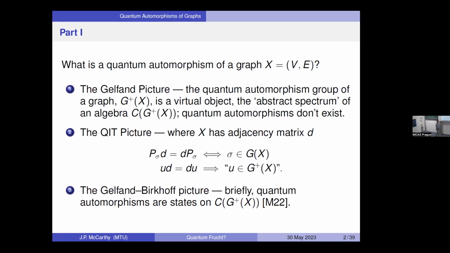Should I stand in a particular place? It's a good place to stand. Yeah. Okay. I'll go over here.